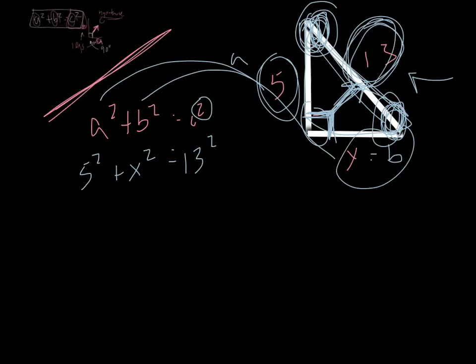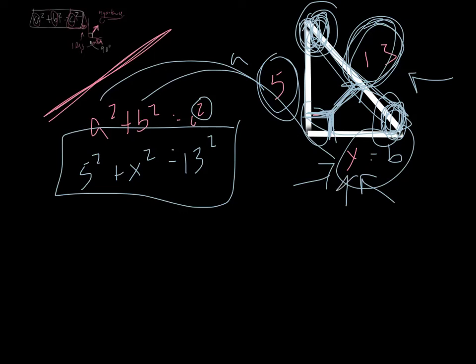All right, so let's finish solving. Thank you for the little break. Let's keep solving this equation. We've got to find this side length. Okay, so let's just work this little guy out. 5 squared is 25. X squared is, we have no idea. And 13 squared is 169.